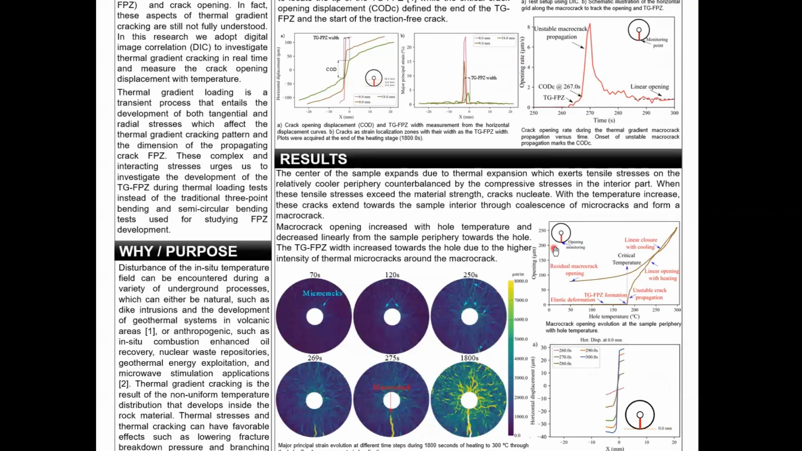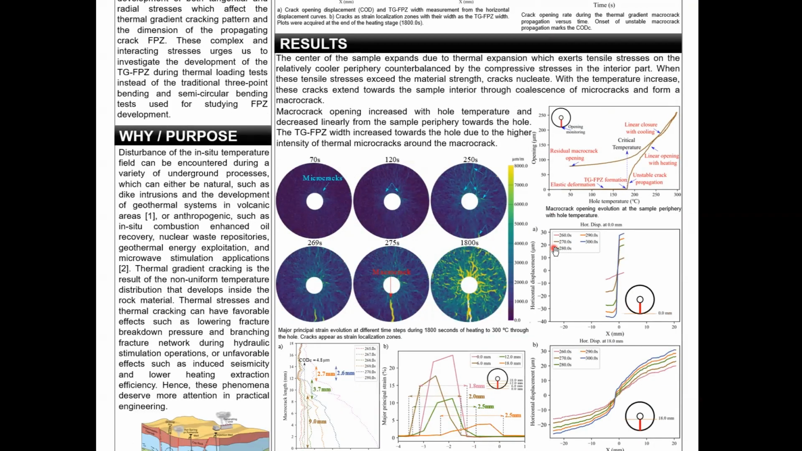Here are some results of this research. As the heating cartridge was turned on, the center of the sample expands due to thermal expansion of the heating cartridge and the inner of the sample. And this expansion exerts tensile stresses on the relatively cooler far field and periphery of the sample. The tensile stresses are counterbalanced by the compressive stresses in the interior hotter part. When the tensile stresses exceed the material strength, cracks nucleate, as you can see here on the major principal strain plots. With the temperature increase, these cracks extend toward the sample interior and through the coalescence of microcracks, we have a macro crack propagated at this time step.